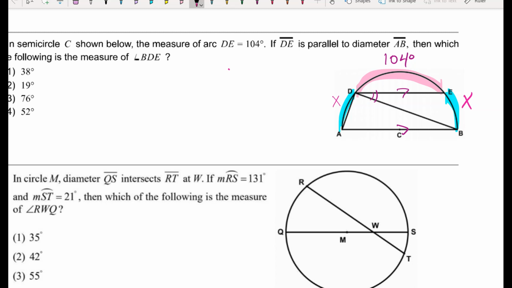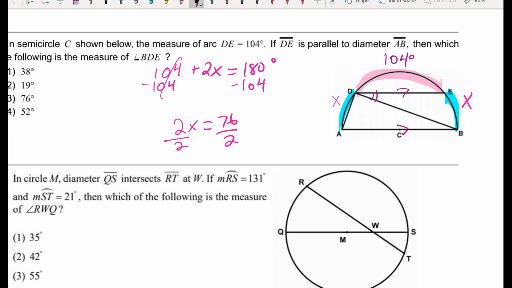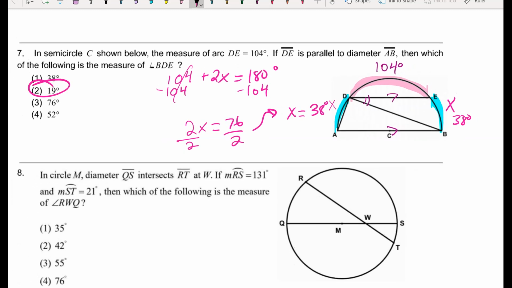And I know that this is a semicircle, so rather than those arcs summing to 360, I can sum them to 180 degrees. So I can do 104 plus x, which is just plus 2x, equals 180 degrees. If I solve this two-step equation by subtracting the 104 over, I get 2x equals 76. And when I divide out the 2, I find that x is equal to 38 degrees. So that's the measure of the arc. And to get the inscribed angle, I could just take half of that, and half of 38 is 19.